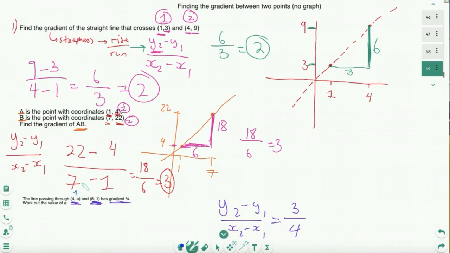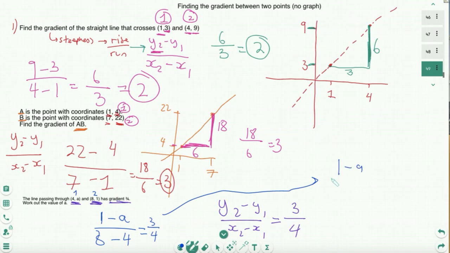So let's call this coordinate number 1 and coordinate number 2. So y2, the second y coordinate, is 1, minus y1, the first y coordinate, is a, over x2, the second x coordinate, is 8, minus x1, the first x coordinate, is 4. And that's equal to 3/4. Then 1 minus a, we'll put this on the side, will stay as 1 minus a. 8 minus 4 is 4, sorry. Equal to 3/4.